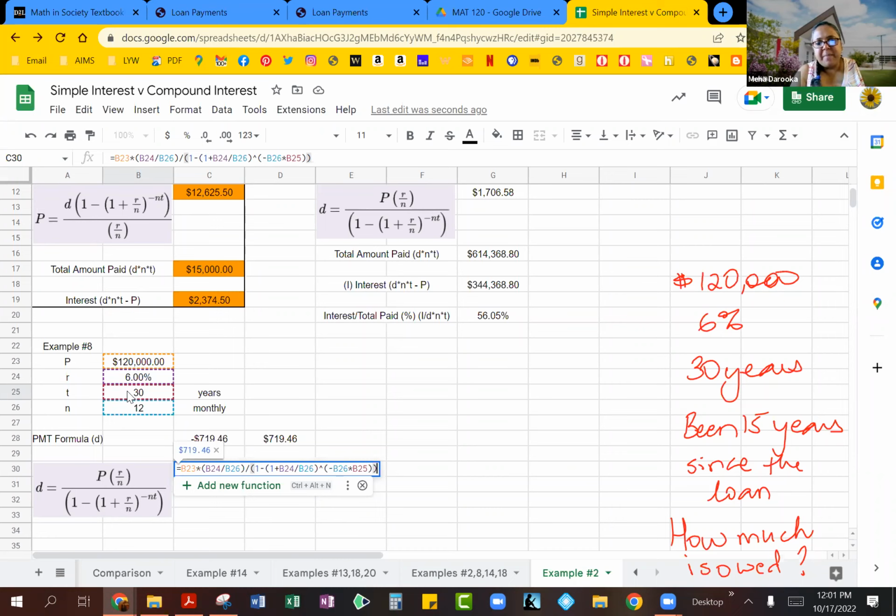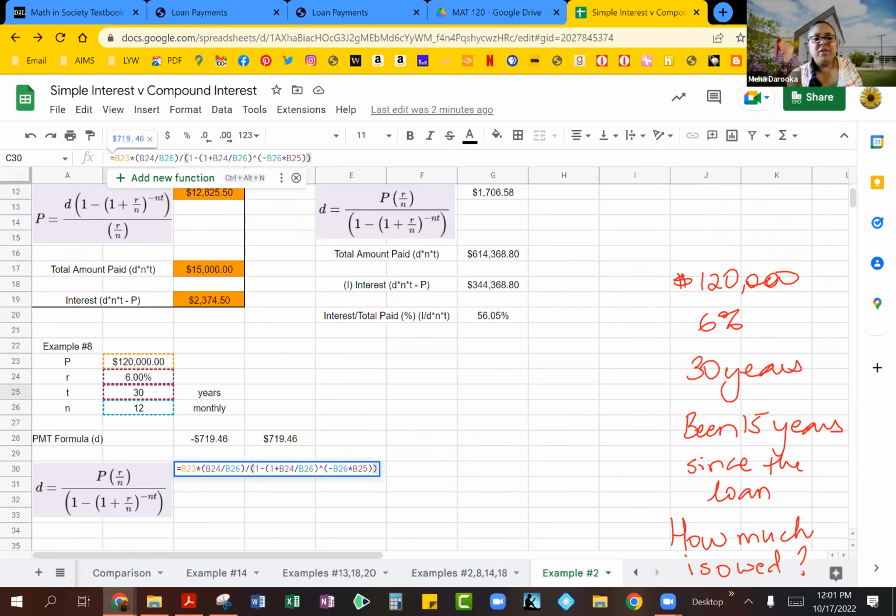And if you guys can see, I'm just giving you a chance to look at the formula for a second here. You can see over here, it's showing you are still going to get that $719.46. So it will give you the same dollar amount. So that's what your formula will look like.